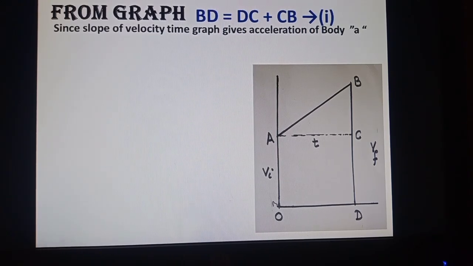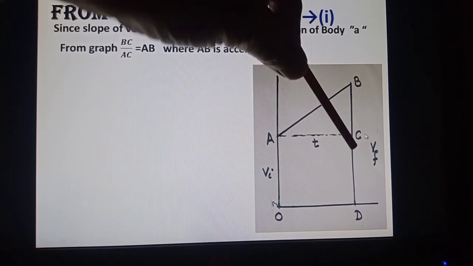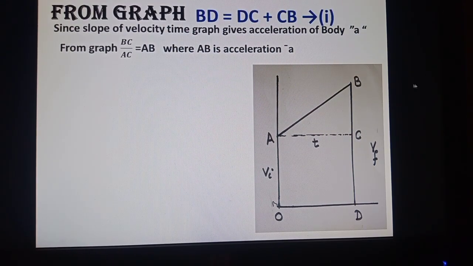Further, from the velocity-time graph, the slope of the line gives the acceleration of the body. Here in this case, we get the slope by dividing the perpendicular or vertical by the horizontal. Now, vertical is the velocity, horizontal is the time. So, from the graph, when BC is divided by AC, we get AB. AB here represents the acceleration of the body. So, the slope becomes BC divided by AC equals small a, which represents acceleration.